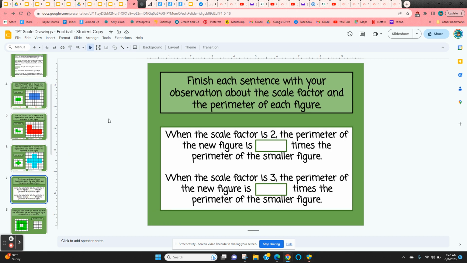Now they've got a couple of sentence frames just to recap what they've just done. When the scale factor is 2, the perimeter of the new figure is 2 times the perimeter of the smaller figure, which they just type in. When the scale factor is 3, the perimeter of the new figure is 3 times the perimeter of the smaller figure, and so on.